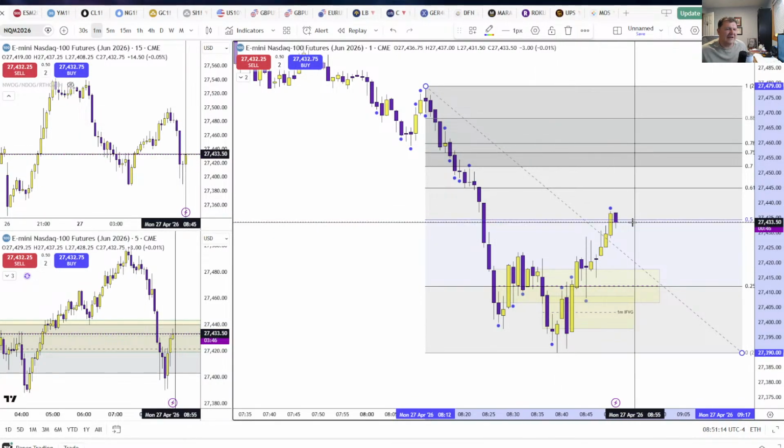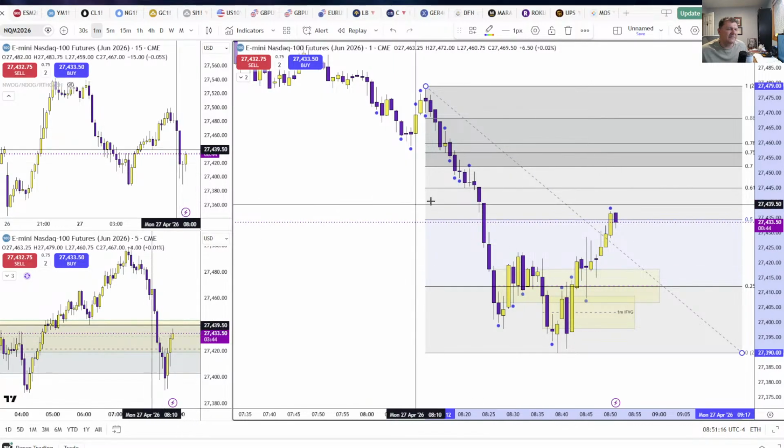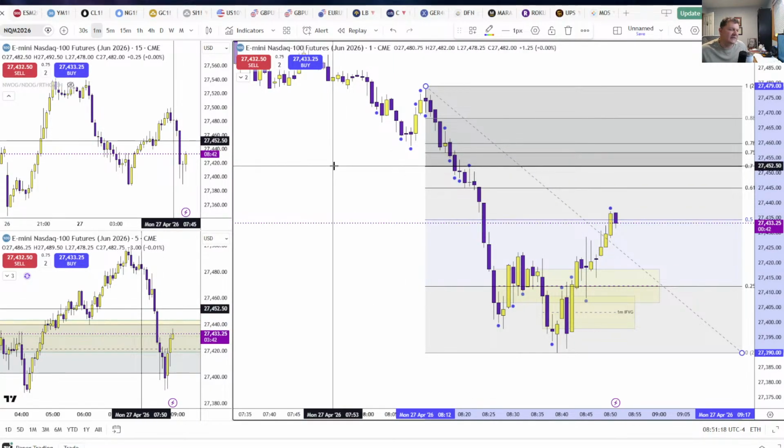There's 50%, half your trade is off here now. You're break even, you're in a risk-free trade now. That's a take profit model 1.